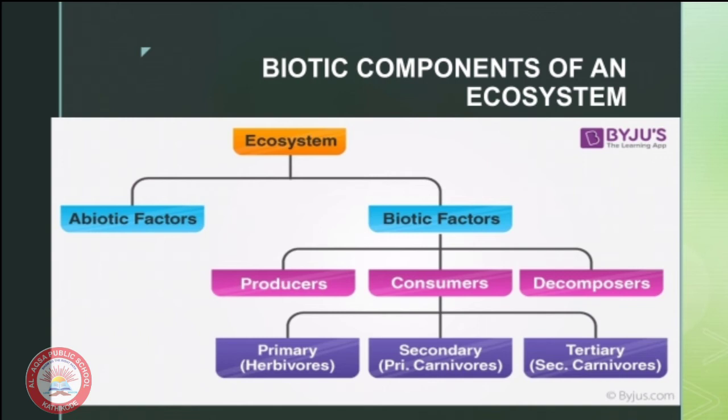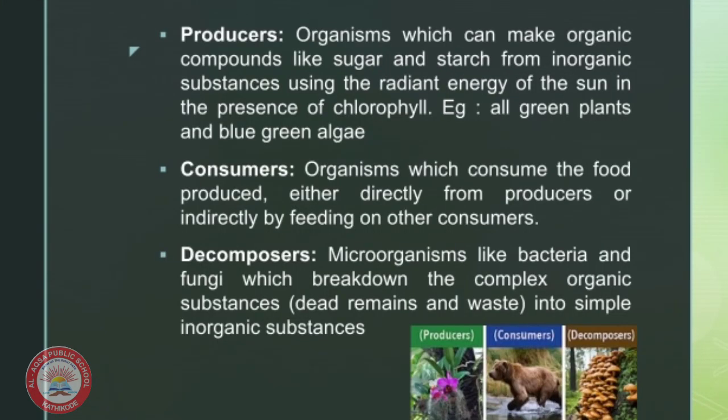Biotic components of an ecosystem can be classified into producers, consumers, and decomposers. As you know, producers are organisms which can make organic compounds like sugar and starch from inorganic substances using the radiant energy of the sun in the presence of chlorophyll. That is, all organisms which can undergo photosynthesis come under the group producers. Example, all green plants and blue-green algae.